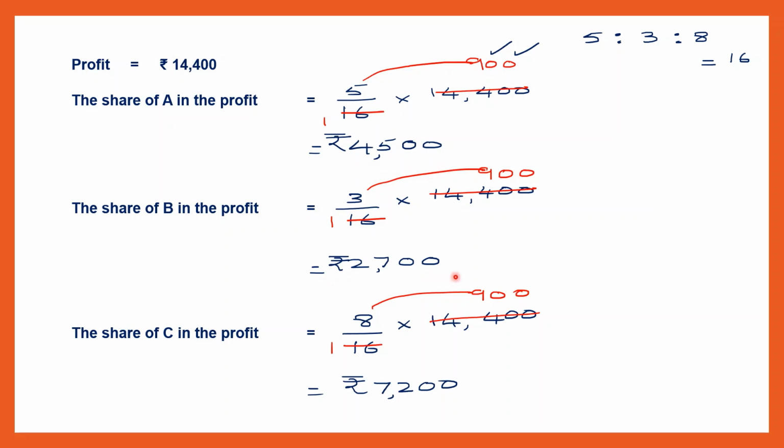Second person gets 2,700 rupees and the third person gets 7,200 rupees. Now you can check your answer by adding up all three. You must get 14,400.